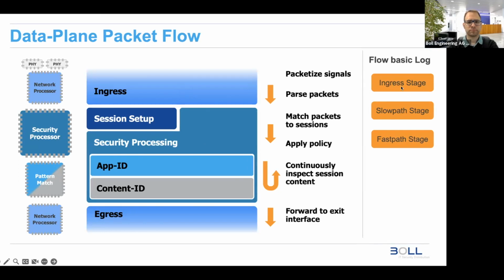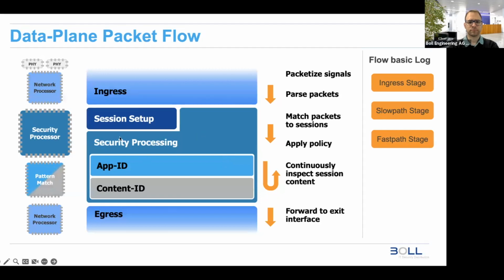Depending on this decision, the packet is forwarded to the slow path stage. The slow path stage means we need to do the session setup. It's a new session, so we have to set up the new session. Or if the packet belongs to an existing session and there are no other routing decisions that need to be done, then it goes directly to the so-called fast path stage. Don't get confused, it is not the offloading that we call the fast path stage. The fast path means that all decisions about routing, NATing, and security rules are already done.